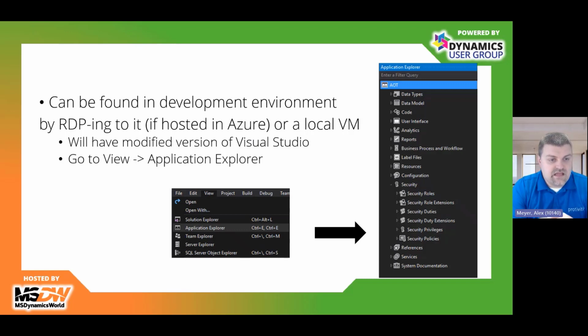But you can actually access the AOT by going to View and then Application Explorer, which will bring up an Explorer that shows all these different objects. And you can notice here that there's actually a security subheading. So all of your roles, duties, and privileges would be listed in those separate areas in your environment.